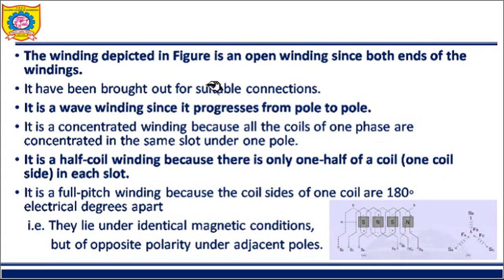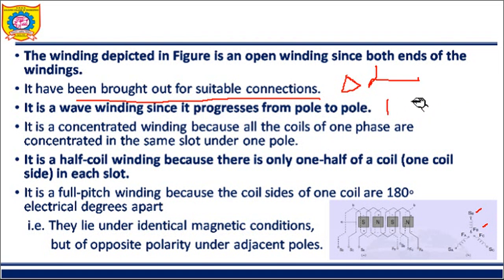Next, the winding reflects in a figure. The figure is already here, you can see the same figure is continuing. It is an open winding since both ends are open. See here, this is the open end, this is another end. So both ends are open. It has been brought out for suitable connections. So as per our requirement, you can go for delta or for star. It is a wave winding since it progresses from one pole towards another.